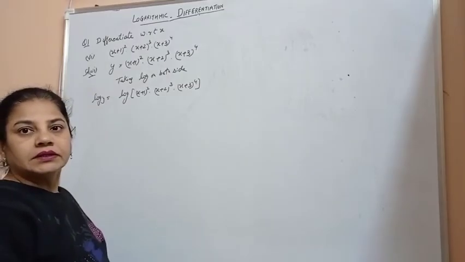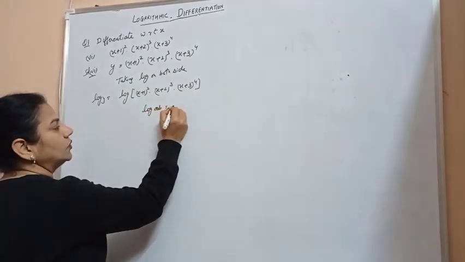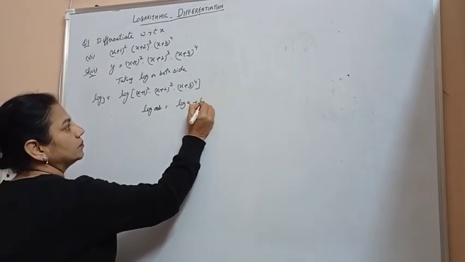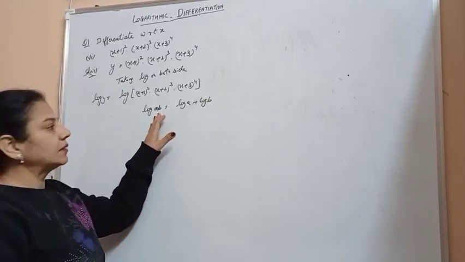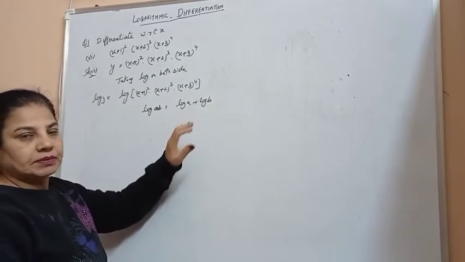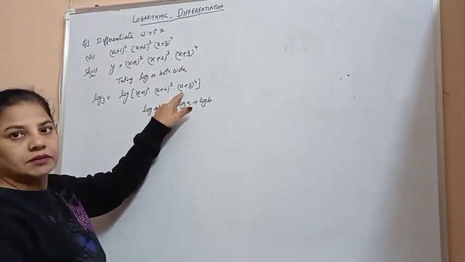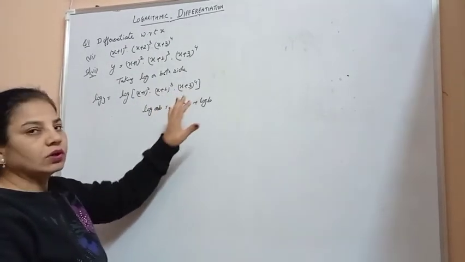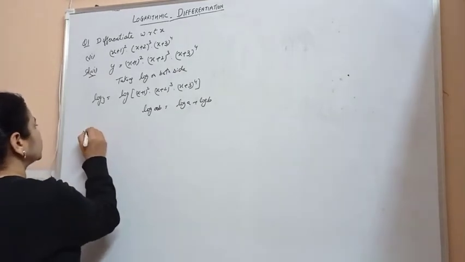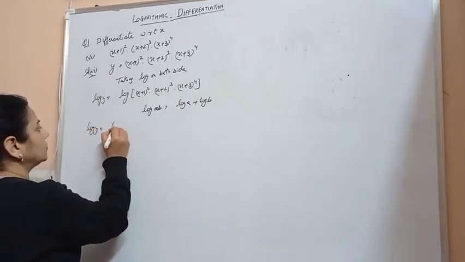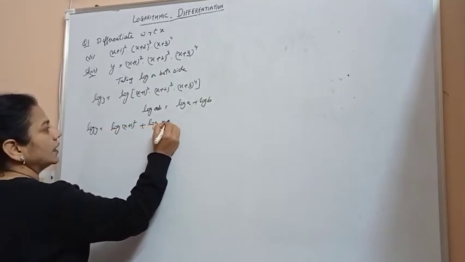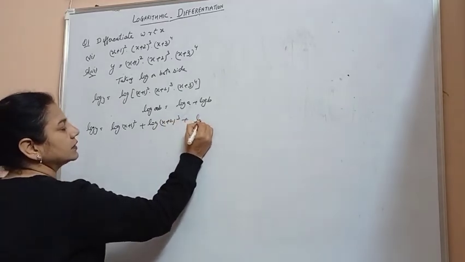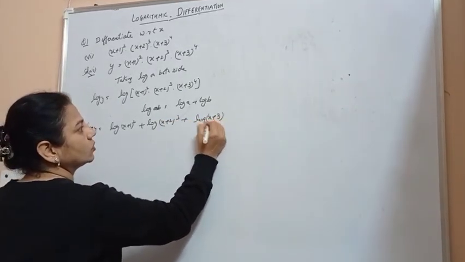Here I apply the property of log, which gives me log AB, a into b, is equal to log a plus log b. If the log is given in the product form, I can split it as log a plus log b. So here I have three products a, b, c. So I will split all this in the log form. I get log y is equal to log x plus 1 whole square plus log x plus 2 whole cube plus log x plus 3 whole to the power 4.